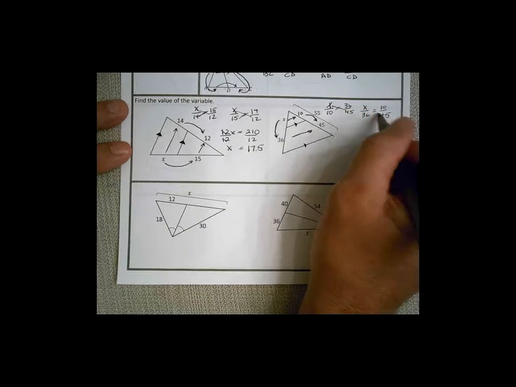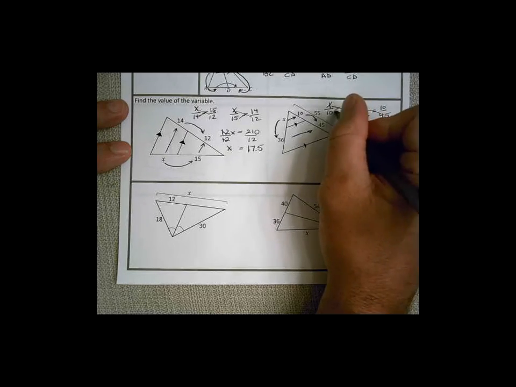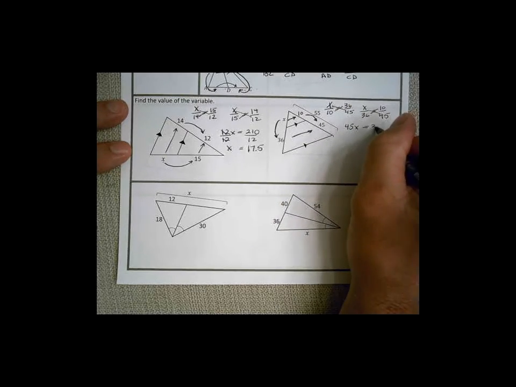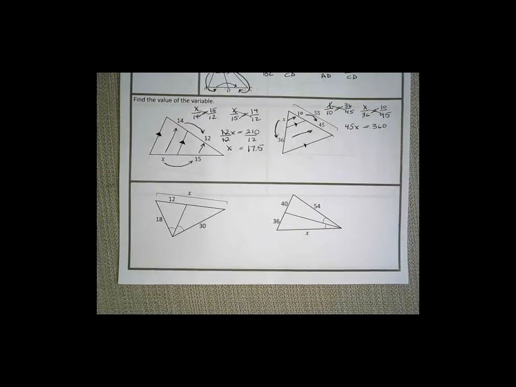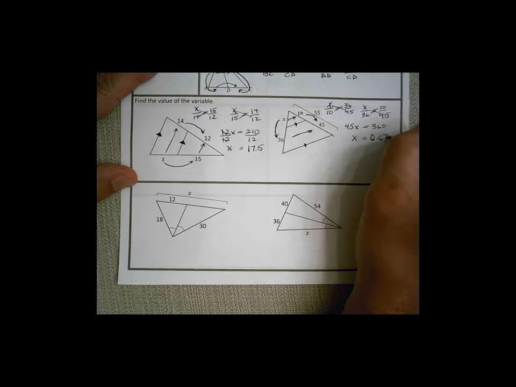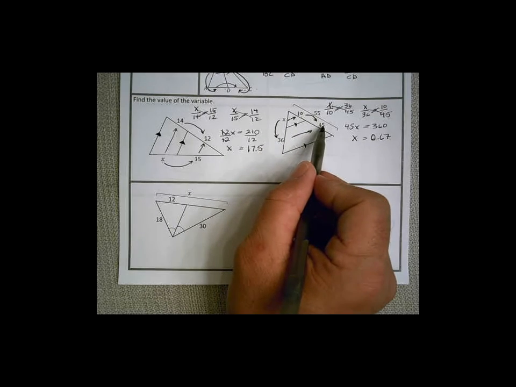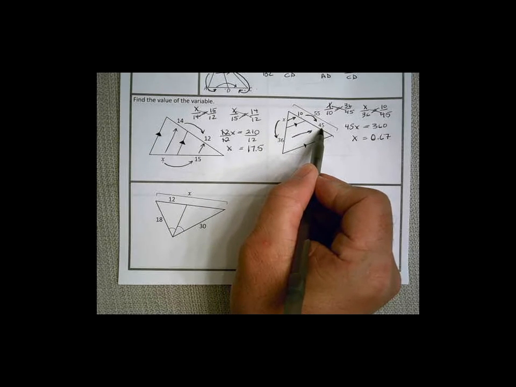Now, again, you'll notice when we cross multiply, x times 45 is 45x, and 36 times 10 is 360. Okay? Now we divide both sides by 45, and we get x equals 6, or actually say 0.67. We'll round it off to 0.67. Again, I wish they hadn't done that, but you can see that 10 times 4.5 would get you 45, right?